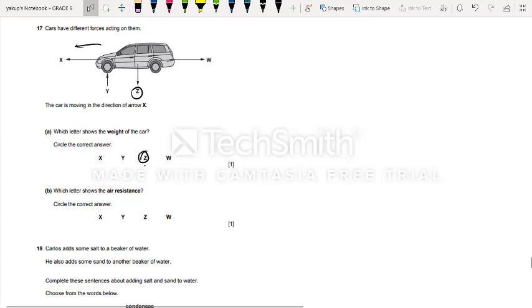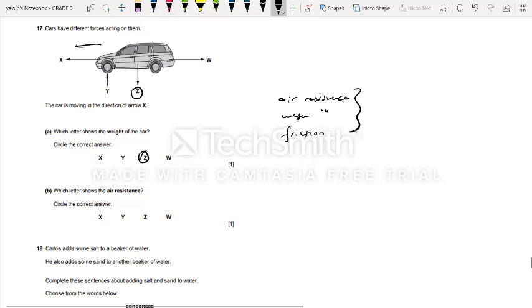Which letter shows the air resistance? Okay, guys, air resistance, water resistance, and also friction. These are all against the movement of the objects. These forces are all against the direction of the movement of the objects.